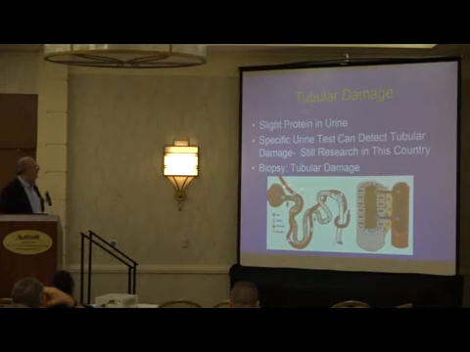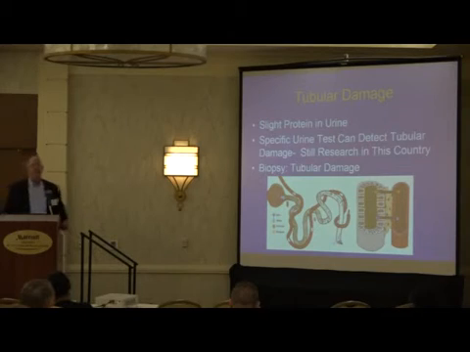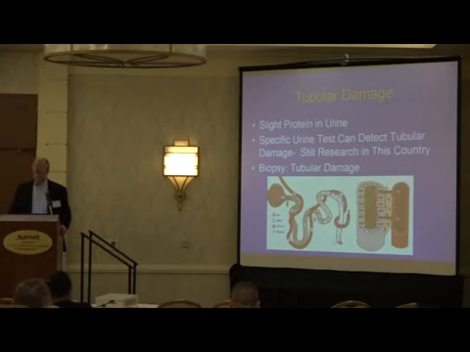Tubular damage, I mentioned before. These are the tubular epithelial cells that line these tubules. If you have tubular damage, you may have a very tiny bit of protein in the urine. And there are specific tests that are now available on a research basis where, as the tubular cells die or become injured, they release certain proteins into the urine that we can pick up. In Europe, this is available. In different countries, in the United States, it's not, and it's still on a research basis here.